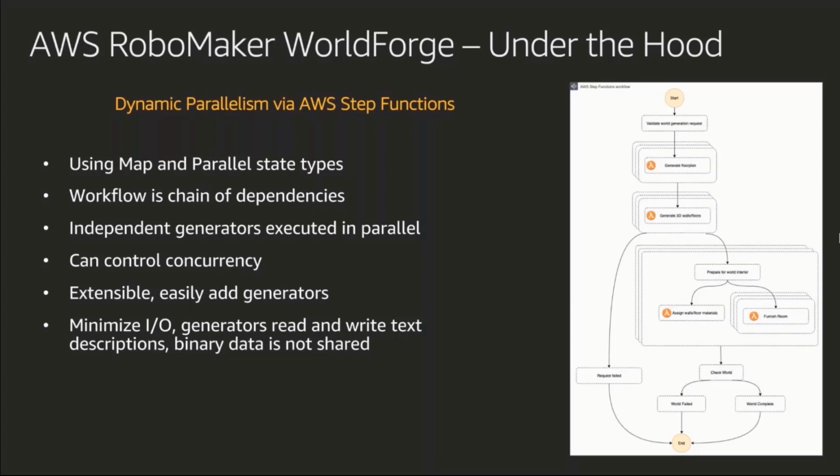They can be executed in parallel. So for instance, we're furnishing a bedroom. That bedroom doesn't need to know about the bathroom. We can execute these independently. And that gives us another level of parallelism. For every world, for every room, we can populate it with furniture. So using this workflow, using AWS step functions, we can control for concurrency and scalability.